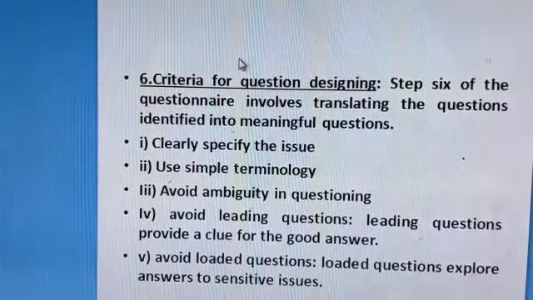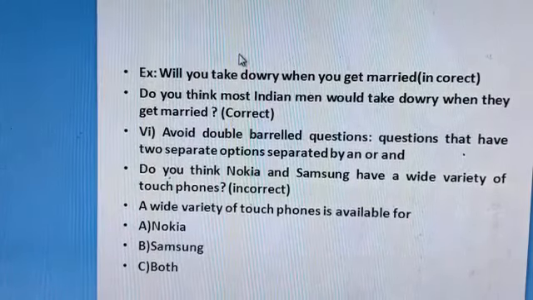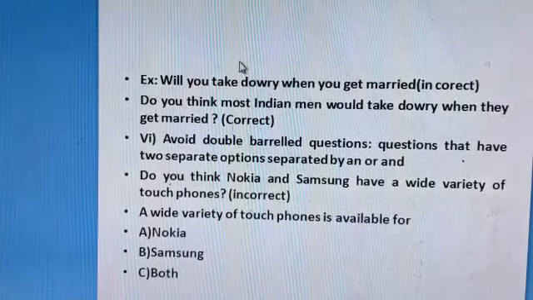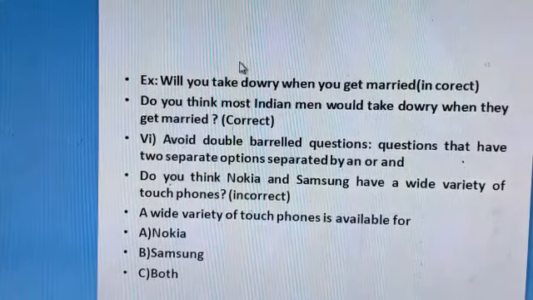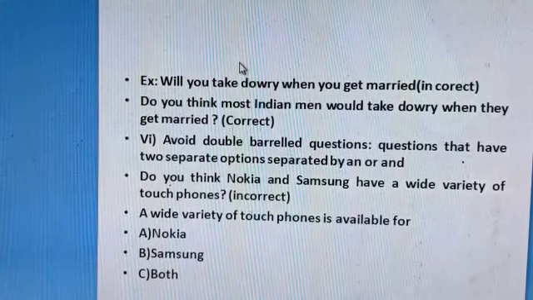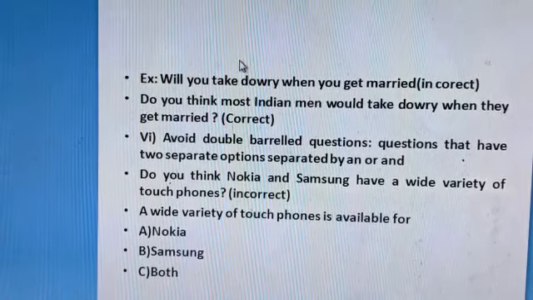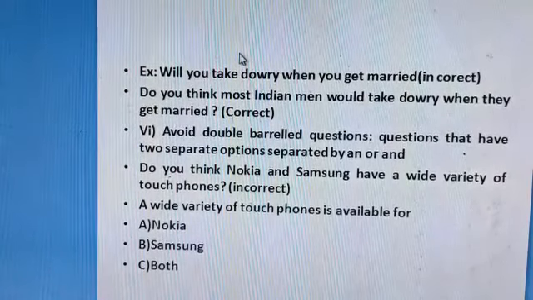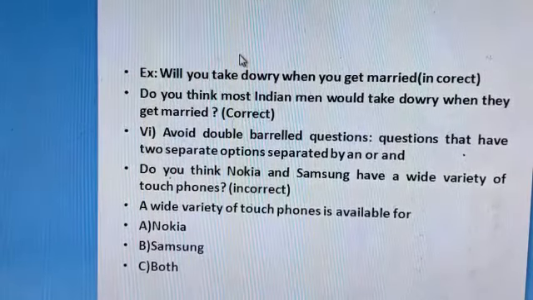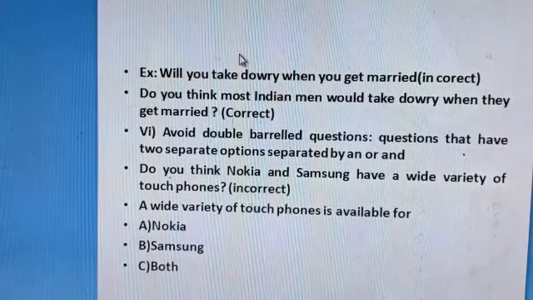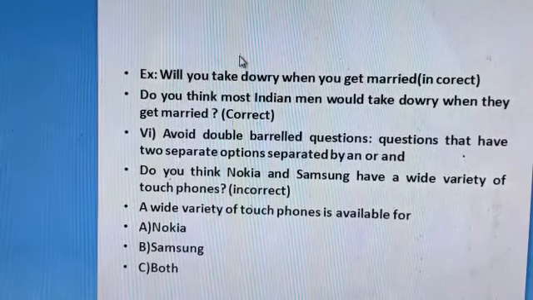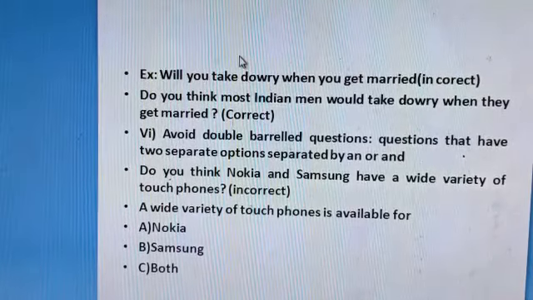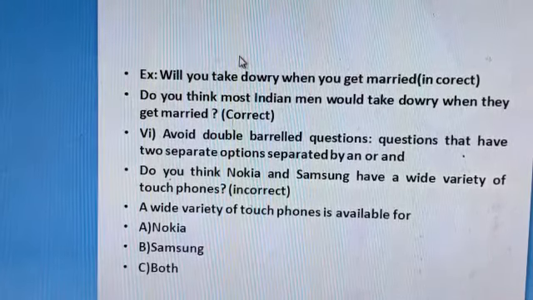Let us look at a few examples. Suppose, will you take dowry when you get married? This type of question is incorrect. Do you think most Indian men would take dowry when they get married? This is the correct way of asking the question. Also, avoid double-barreled questions that have two separate options together. Do you think Nokia and Samsung have a wide variety of touch phones? This is incorrect. You can ask the question like, a wide variety of touch phones is available for A, Nokia, B, Samsung, C, both.